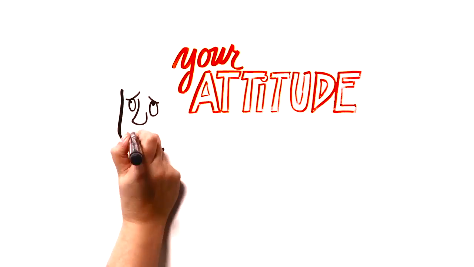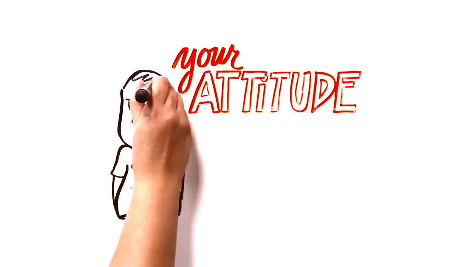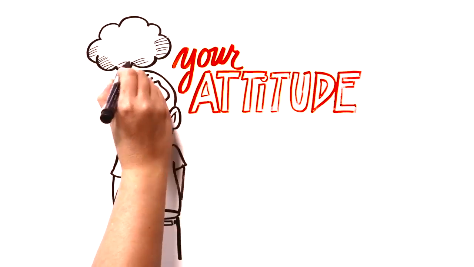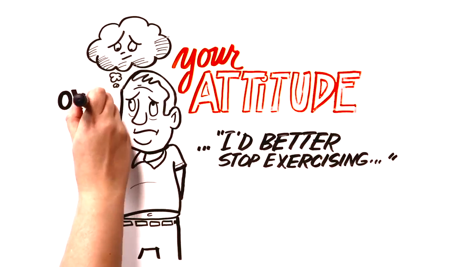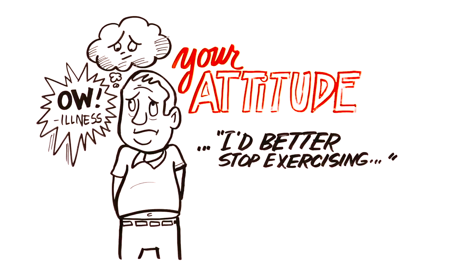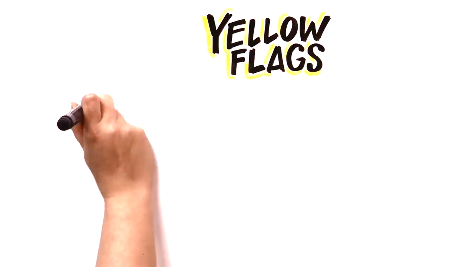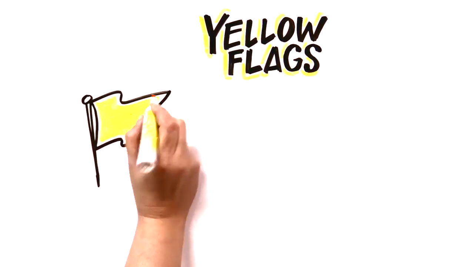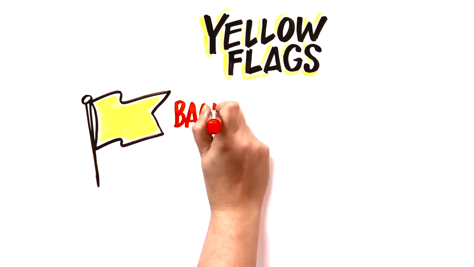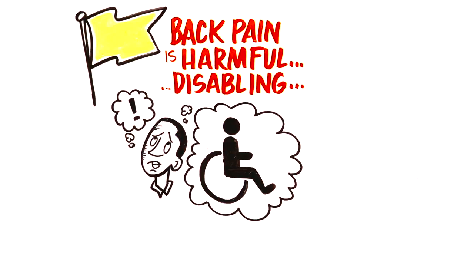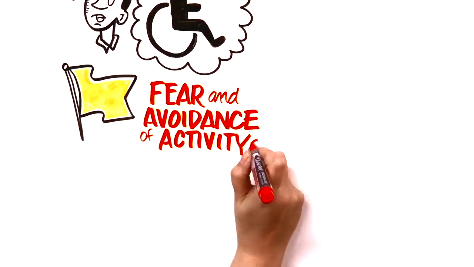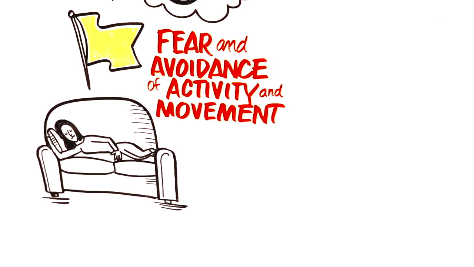People's attitudes towards back pain are a crucial part of them getting better. The issue is that people think they have a back illness, so they should consequently stop exercising. They also might think every time they feel pain, they suddenly have the illness again. Looking at the next 4 yellow flags, these predict whether or not someone's back pain will become chronic. The first flag is the belief that back pain is harmful and disabling. And the second yellow flag is the fear of activity and the avoidance of activity to prevent further damage.